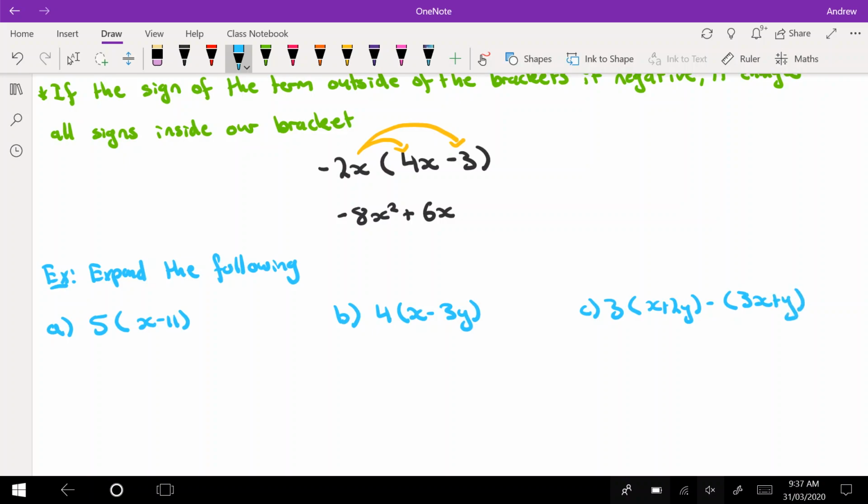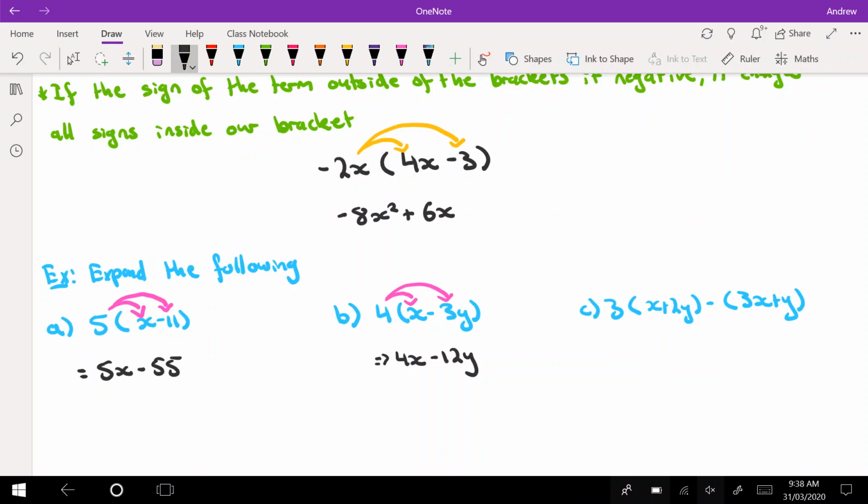Okay. So for my first one, quite simple. Just distribute the 5 to every term. 5 times x gets me to 5x. And 5 times negative 11 is negative 55. So it's 5x take away 55. Then 4x, negative 12y. 4 times x gets me 4x, take 12y. Again, these are both quite simple examples.